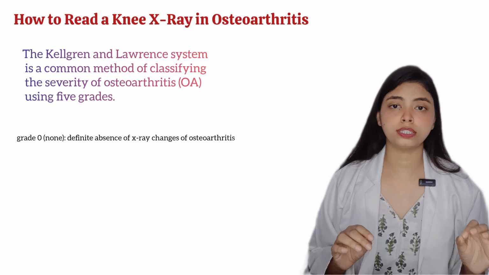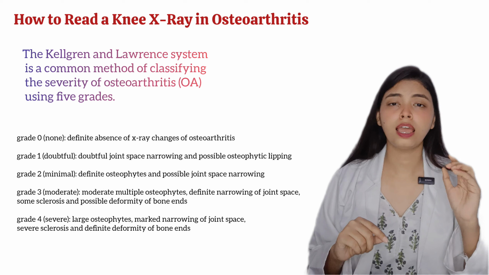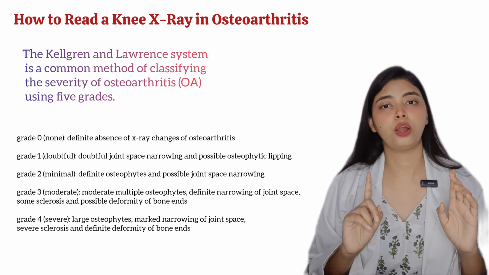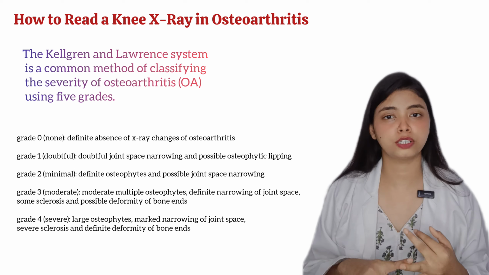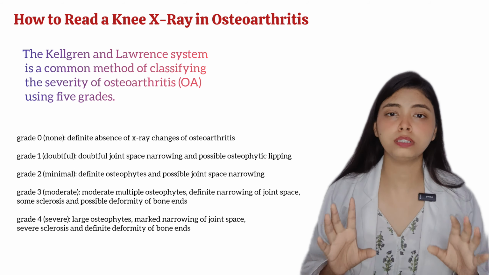Grade 0 is none. There is a total absence of x-ray changes. Grade 1 is doubtful. That means there is no joint space narrowing, but there is osteophytic lipping. There are minute osteophytes, and those are suspected to be osteoarthritis, but this is not confirmed. So that is grade 1. Grade 2 is minimal, in which definite osteophyte formation is there and there is possible joint space narrowing, while grade 3 is moderate, in which multiple osteophytes are there, definite joint space narrowing, some sclerosis, and even bony deformity in the bony ends.